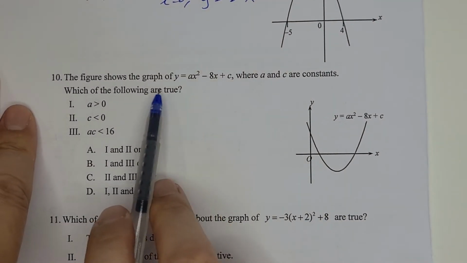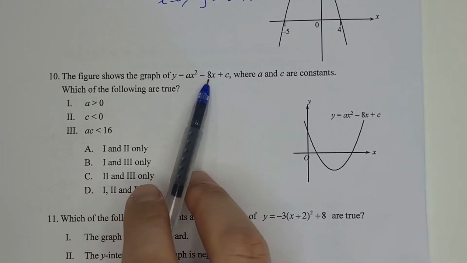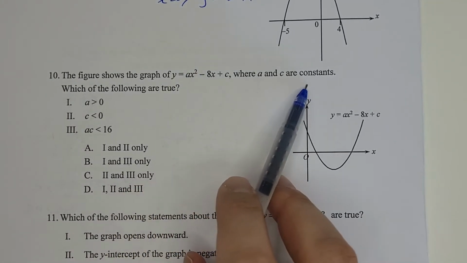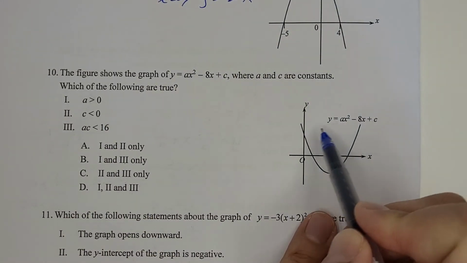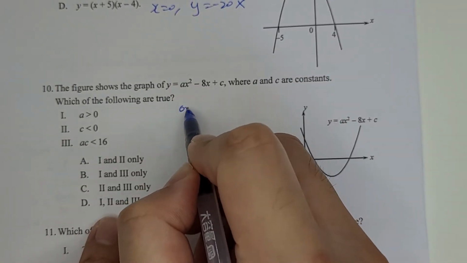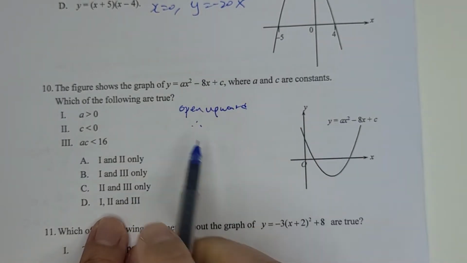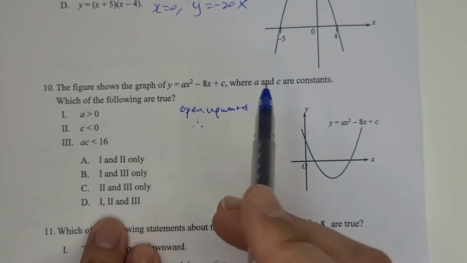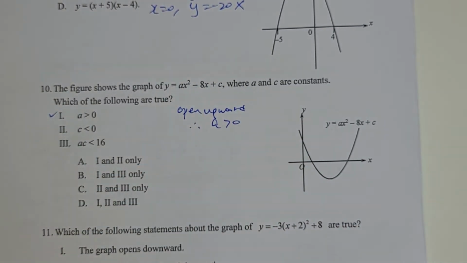And next, this graph shows y equals ax squared minus x plus c. A and c are constants. Okay, so check this situation. The graph is open upward, and therefore the coefficient of x squared, that is a, will be positive. Therefore, statement 1 is correct.